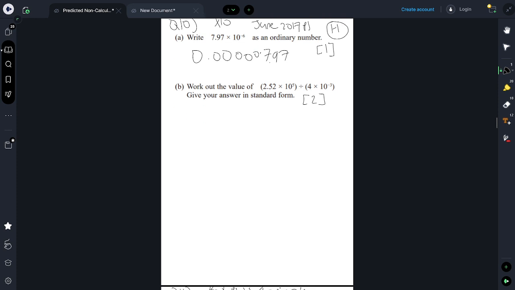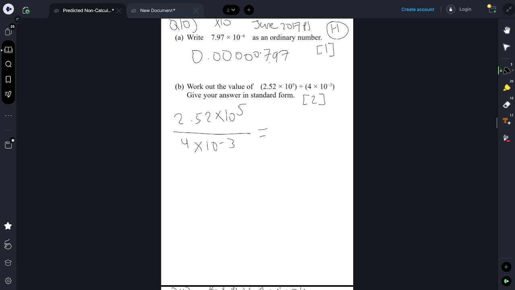Okay. Then it says for part B, work out the value of this. Again, this is non-calculator. The numbers might look a bit scary, but break it down. Again, it's a division, so it's always best to write this as a fraction. 10 to the minus 3.